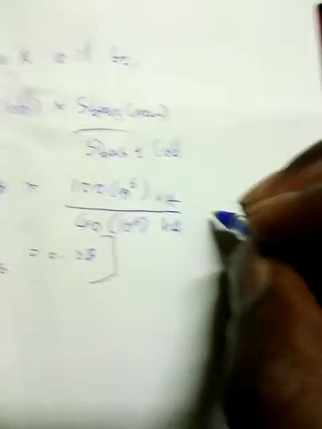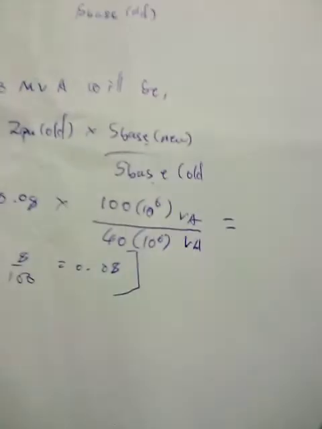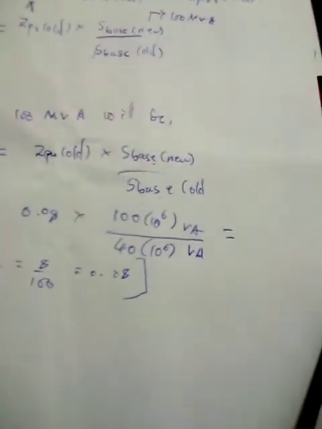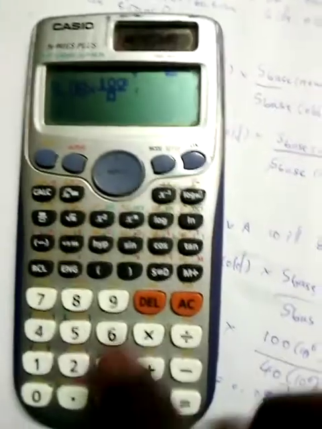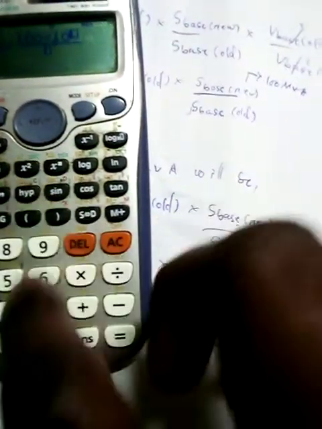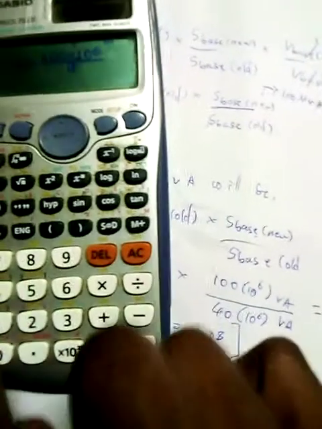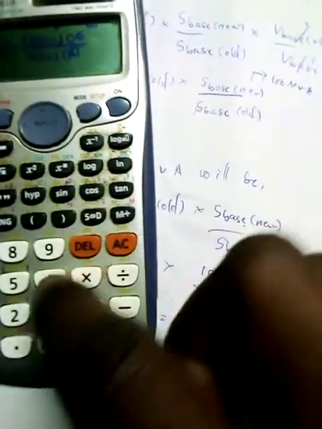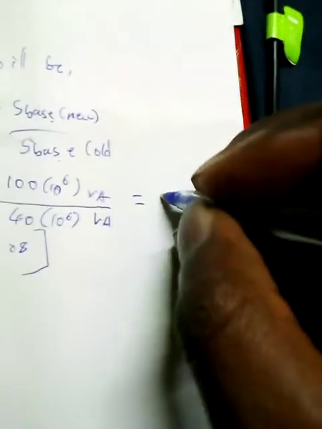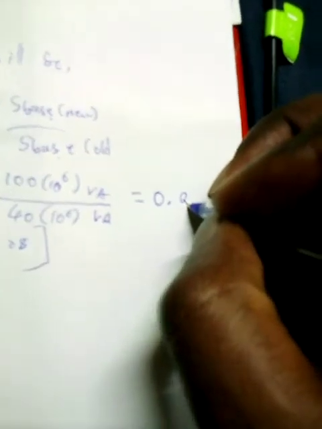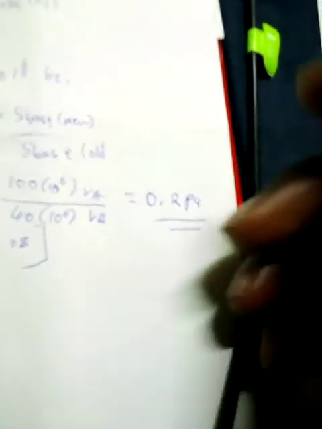So what you are going to have as your final answer is, on our handy calculator, 0.08 multiplied by 100 by 10 to the 6 over 40 by 10 to the 6. The 10 to the 6 is a bit unnecessary since it cancels out, but anyway, it's okay. So our new per unit impedance will be 0.2 per unit. Do not forget the units, please, people.